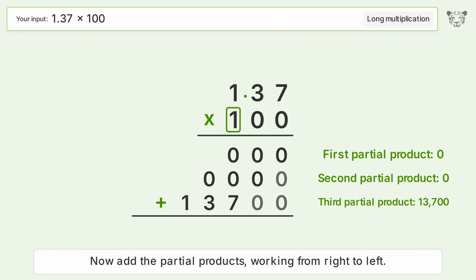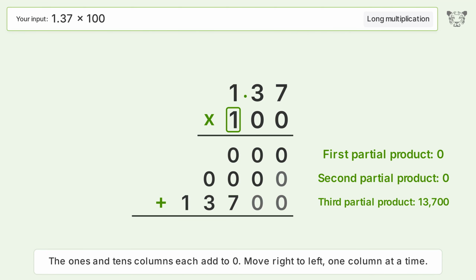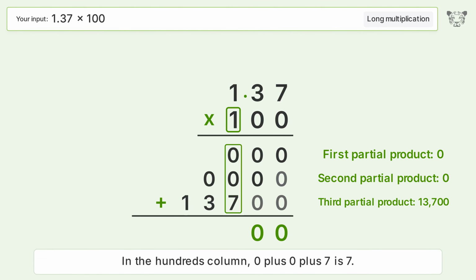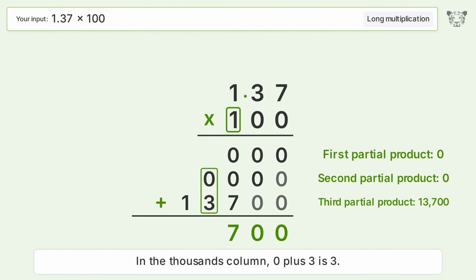Now add the partial products, working from right to left. The ones and tens columns each add to 0. Move right to left, 1 column at a time. In the hundreds column, 0 plus 7 is 7. In the thousands column, 0 plus 3 is 3. In the ten thousands column, bring down 1. The whole number product is 13,700.